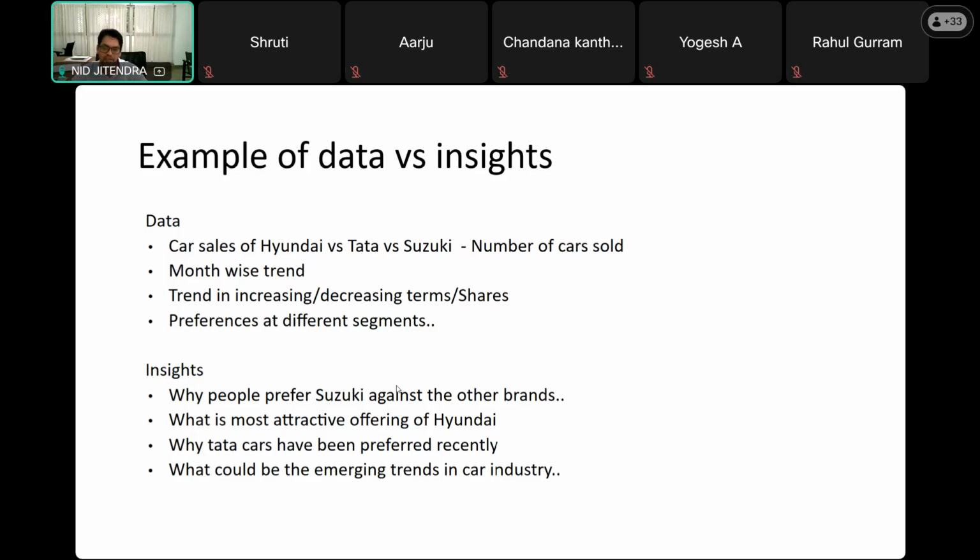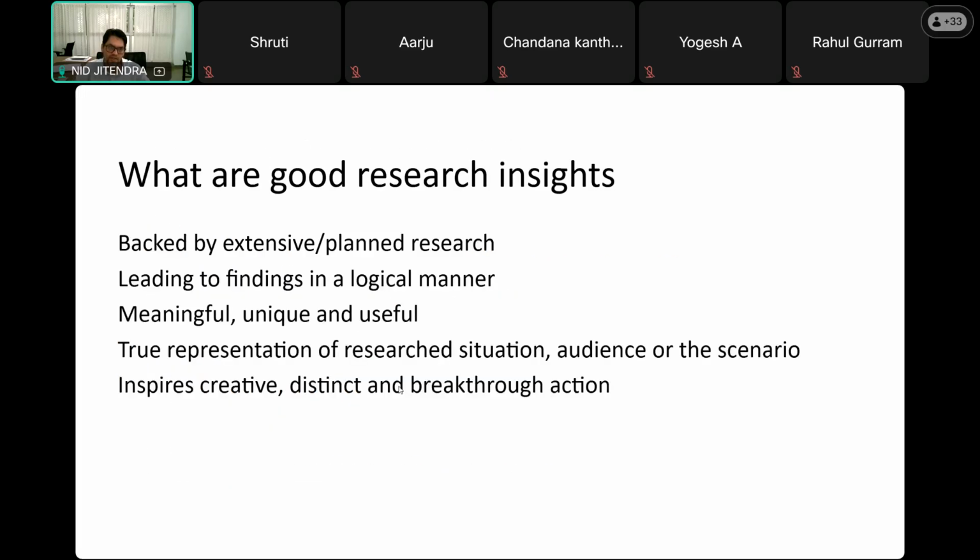What could be the emerging trend in the car industry? It could possibly come out when you analyze that data and try to see the different underlying patterns existing in the given situation. Good research insights or good explorative insights are backed by extensive and planned research. As we have discussed earlier, it has to be very well planned research that will lead to the right insights, leading to findings in a logical manner. It has to be logical, meaningful, unique, and useful.